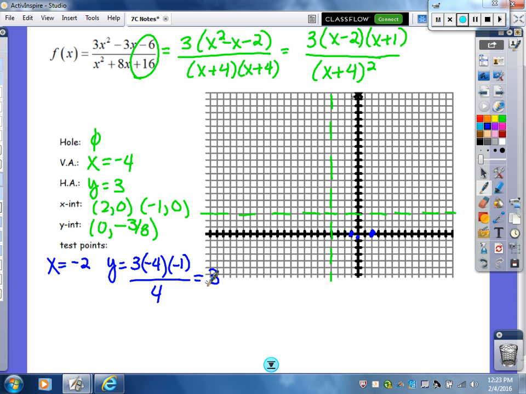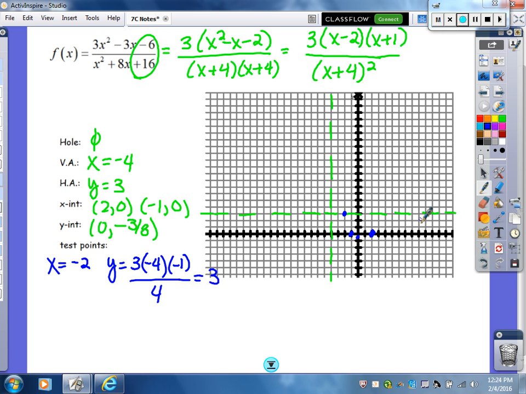All right, so let's graph negative 2, 3, and you can see that it's crossing. That's where it's touching my horizontal asymptote. So it's going to continue up in this direction now. All right, it's going to then drop down. Now we're going to figure out what's happening over here.